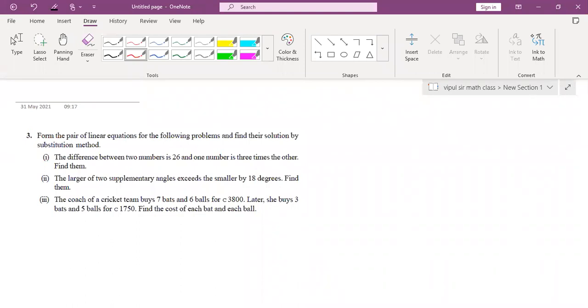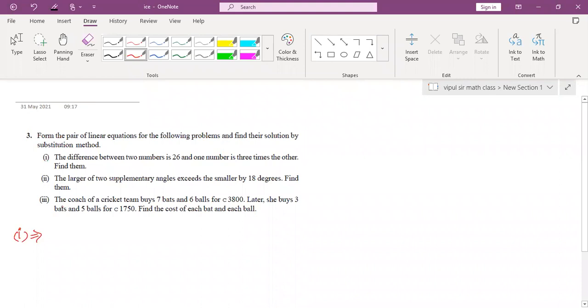Okay, now start question number 3. Form the pair of linear equations for the following problems and find their solution by substitution method. We are going to solve this first one first, then we will move to the second and third.